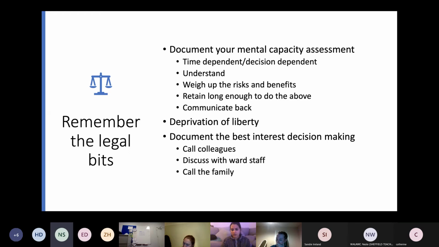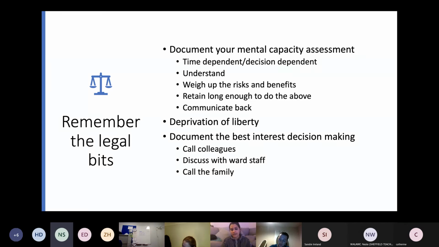So, call your colleagues, get another opinion, discuss it with the ward staff, which sometimes out of hours can be a little bit hit and miss because, ultimately, they've called you for sedation in the first place. But in a best interest kind of manner, discuss it with the ward staff and call the family, because they have a right to know what's going on.